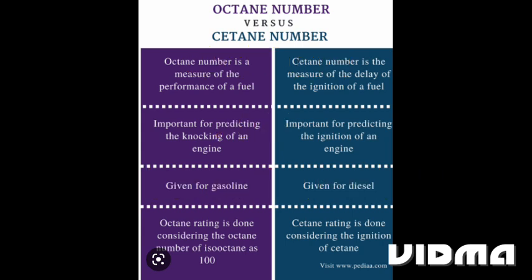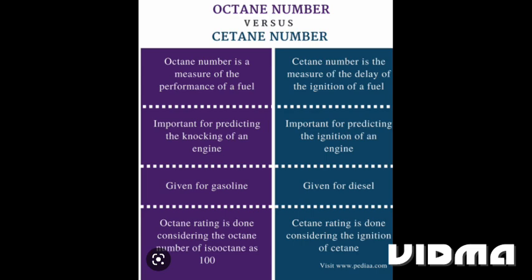Now let's talk about octane and cetane ratings. You will get to know the main difference between cetane and octane ratings. The main difference is that the octane rating represents how well a fuel can resist pre-ignition due to compression, ensuring the fuel ignites only from the spark. However, the cetane number measures the delay in the ignition time of fuel, as in a car.